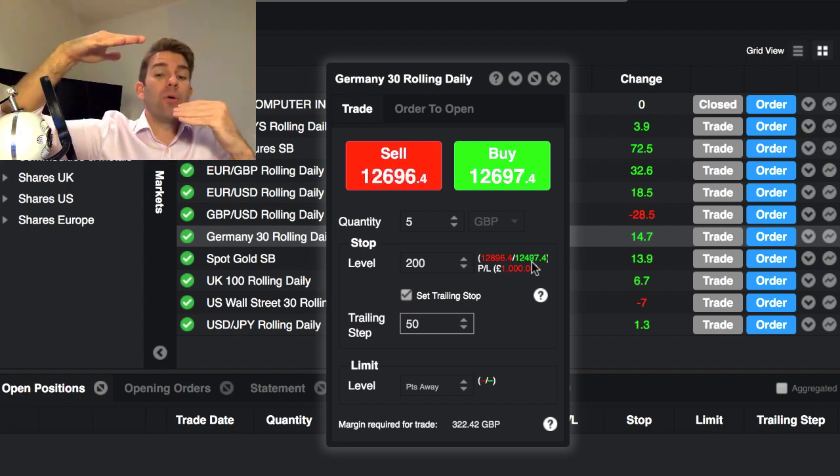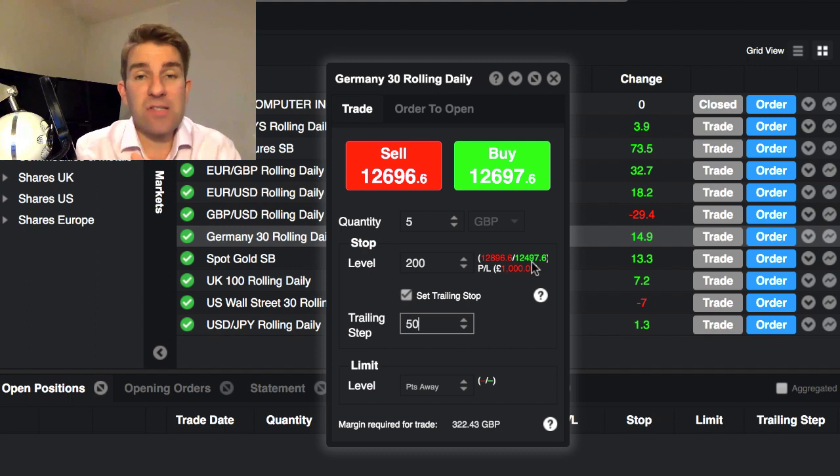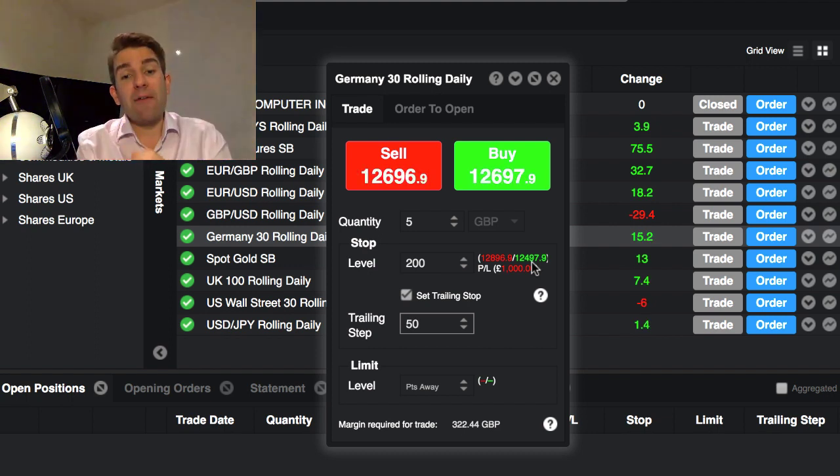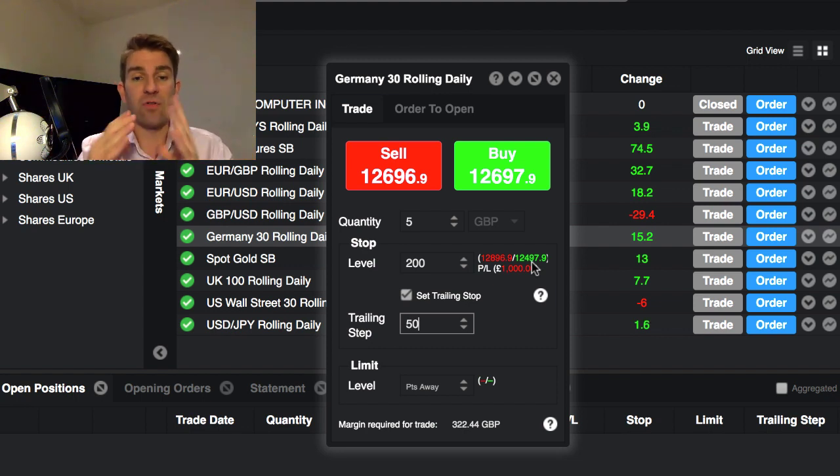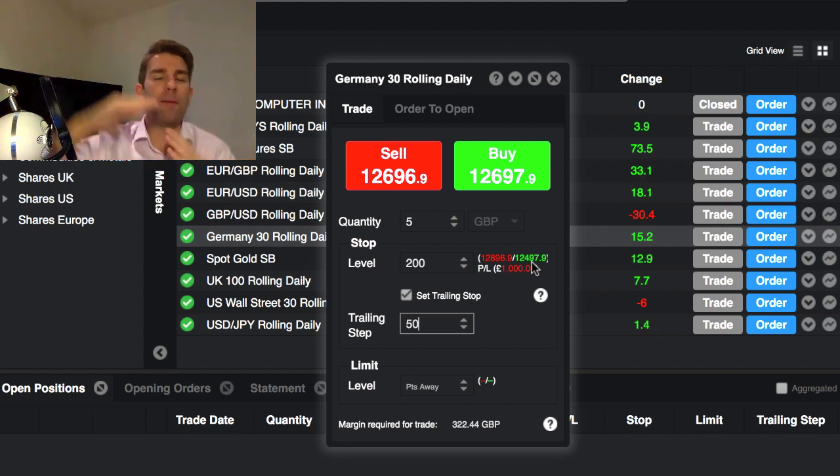As we go past that 50 points move in our favor, all of a sudden our stop is going to come up by 50 points. So if we go to 12,750 through that level, then our stop is going to move up by 50 points to 12,550. So we're going to move it up, move it up, move it up.